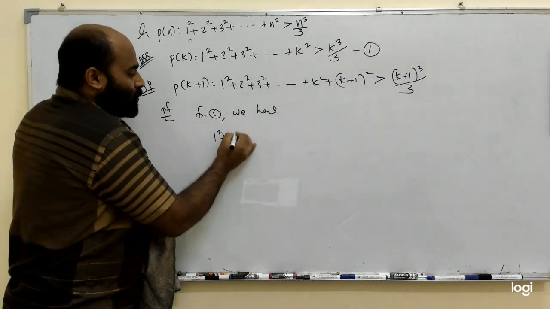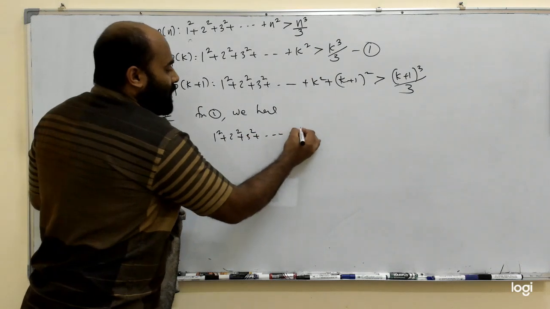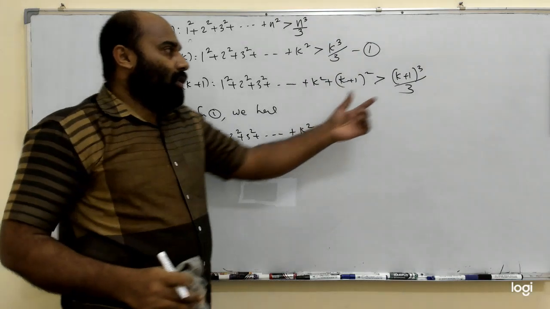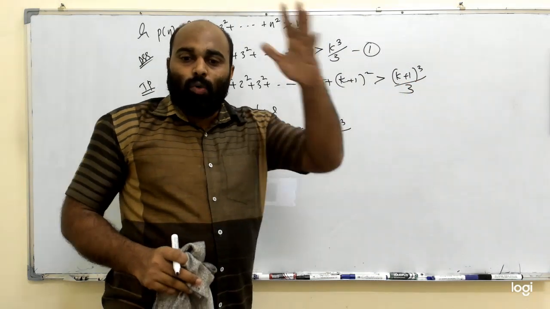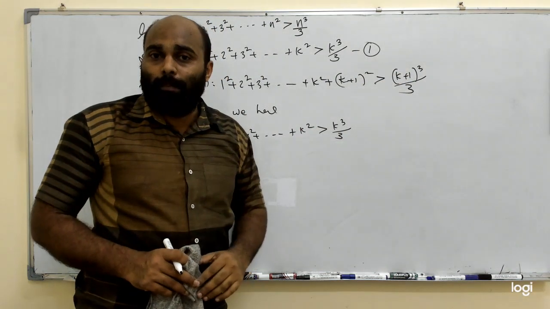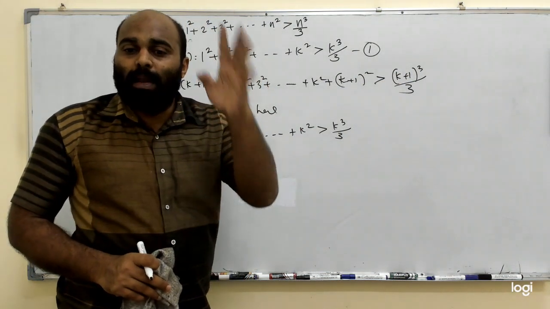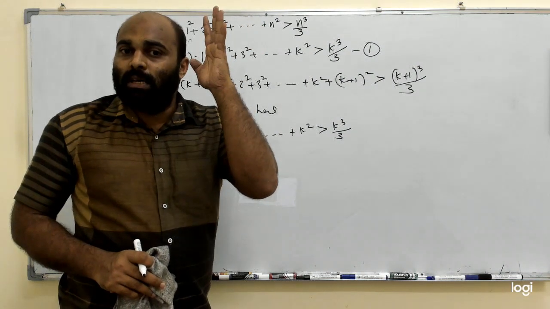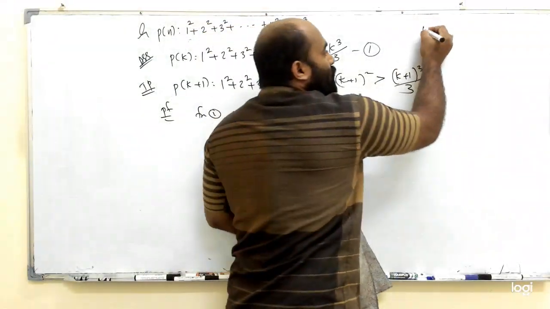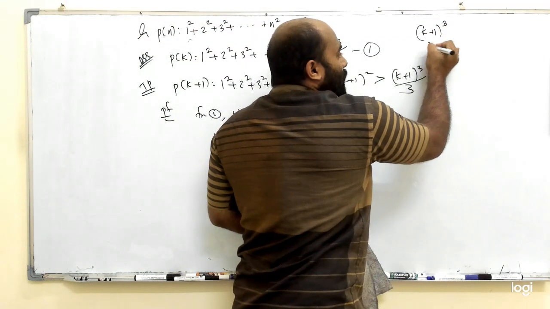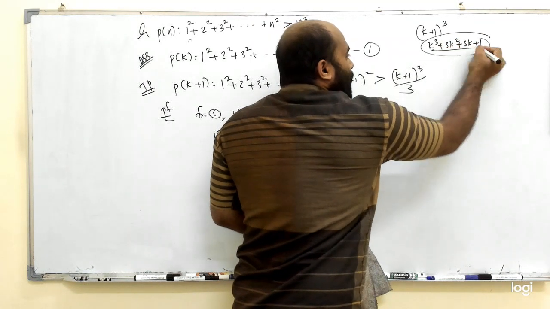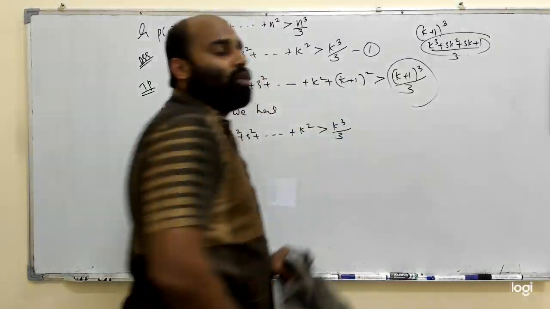1 square plus 2 square plus 3 square plus etc. plus k square greater than k cube by 3. See, don't forget, we want to get (k plus 1) whole cube. What is (k plus 1) whole cube? It should be there in your mind and you have to write that in the working column. What do we want to get? k cube plus 3k square plus 3k plus 1, that is (k plus 1) whole cube. So (k plus 1) whole cube equals k cube plus 3k square plus 3k plus 1 by 3. That only is what we want to get.